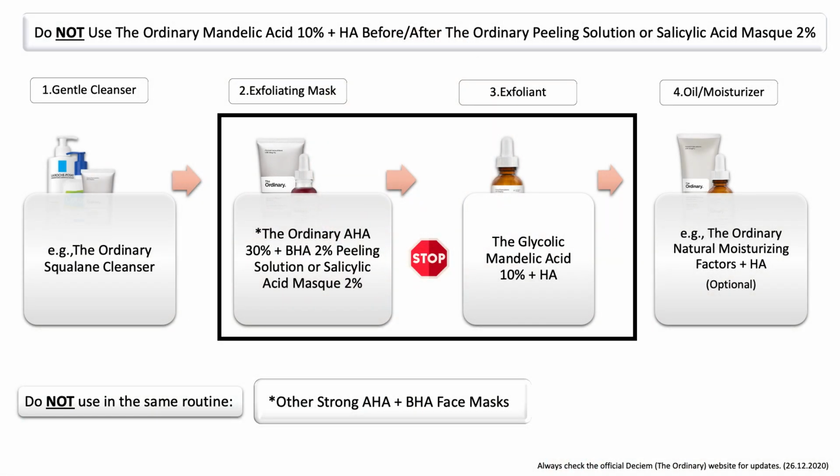Now I wanted to get into this next category, which is also what you should not use in the same routine when using mandelic acid. And the main point is also, please do not use mandelic acid with other strong exfoliating acid masks. For example, the ones from The Ordinary, or maybe other strong exfoliating acid masks, such as also Paula's Choice. They have similar masks like the peeling solution, where they have 30% of AHA in it, where most of it is glycolic acid, and 2% of BHA. And this combination can be quite strong, because you're doing this mask once per week in your evening skincare routine.